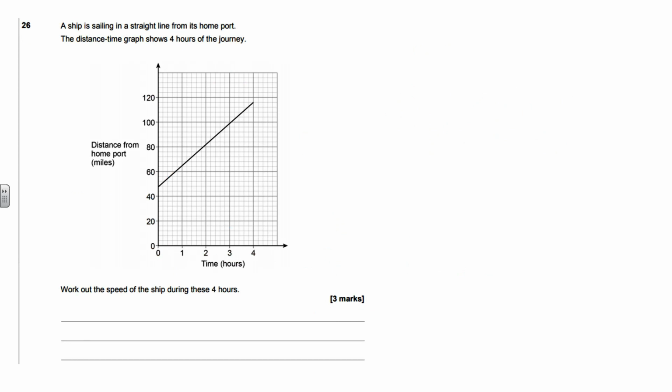Question 26. A ship is sailing in a straight line from its home port. The distance-time graph shows 4 hours of the journey. Work out the speed of the ship during these 4 hours. So, distance, speed, time.